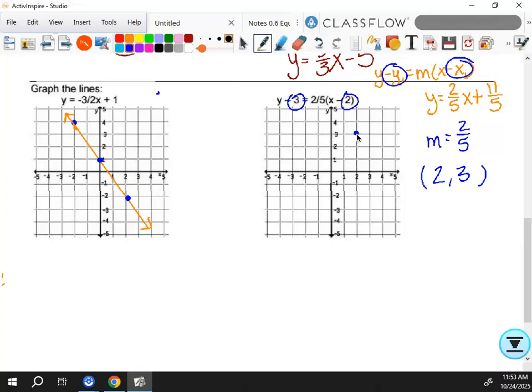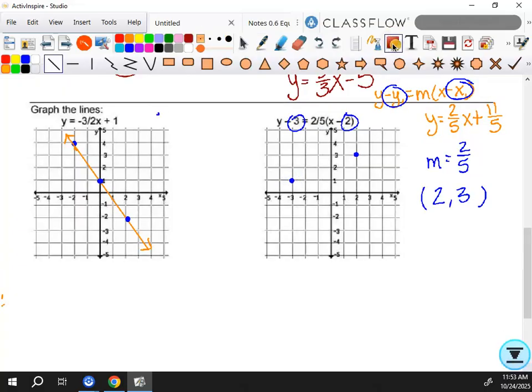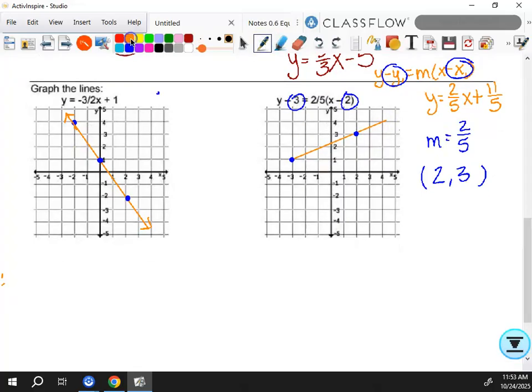So I can go up 2 and to the right 5, but I'm off my graph. So I can also go down 2 and to the left 5. And then when I connect those, it will go through 11/5. And I don't have to worry about where 11/5 actually is. So think smarter, not harder.